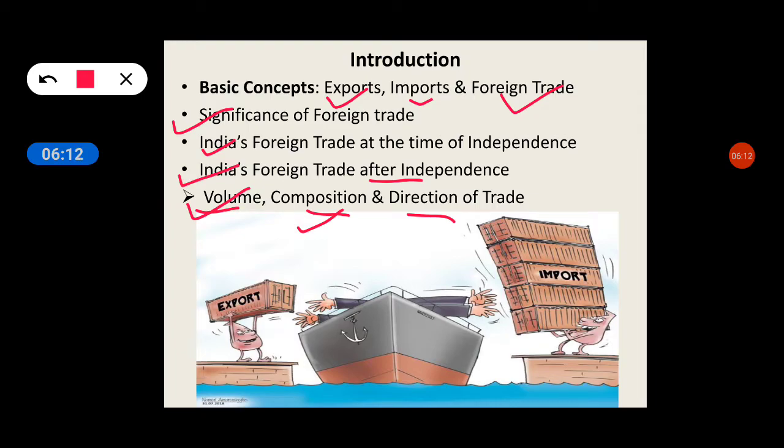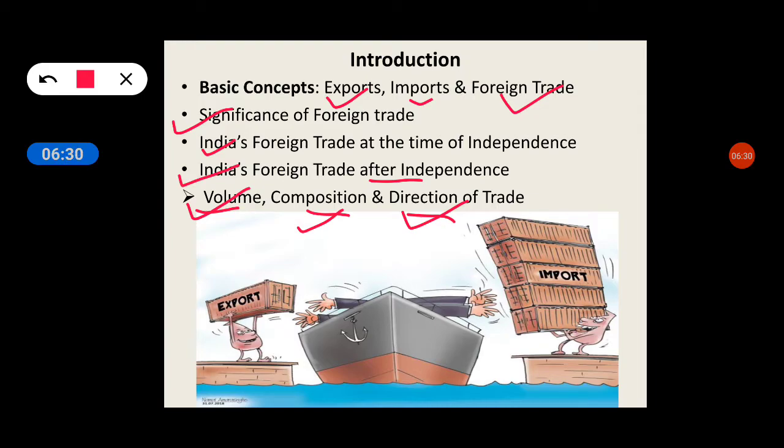Now let's talk about the direction of trade. What do I mean by direction of trade? Direction of trade refers to the countries to which a country exports its goods and services and the countries from which it imports.